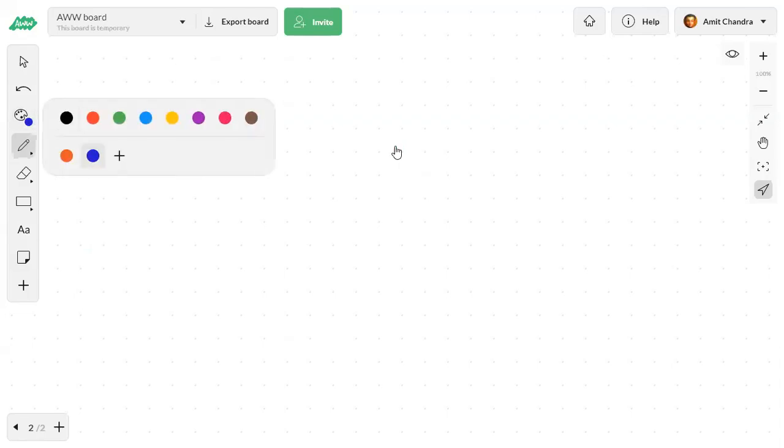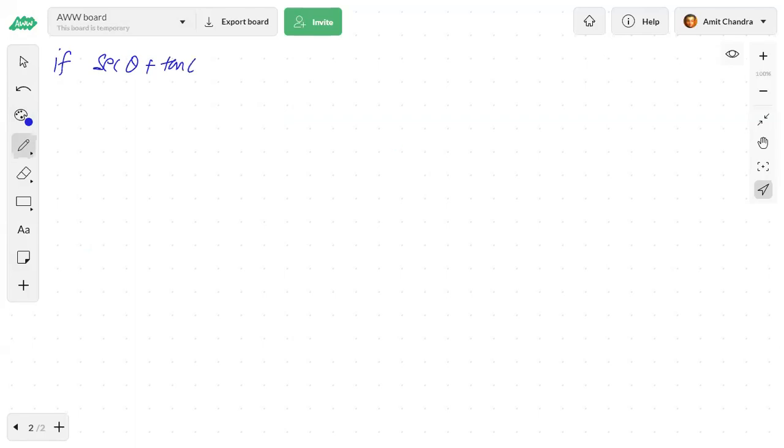So the question is, if sec theta plus tan theta is equal to 5, find the value of cos theta. This is given that sec theta plus tan theta is equal to 5, then find the value of cos theta.